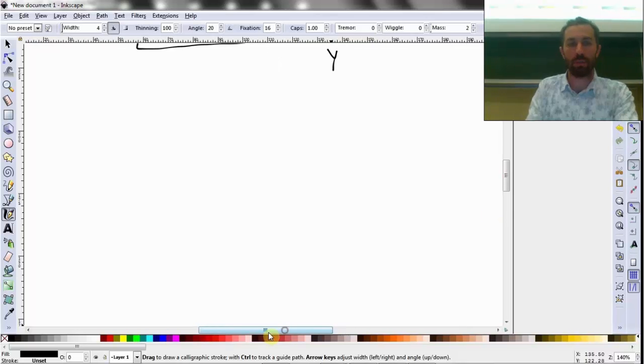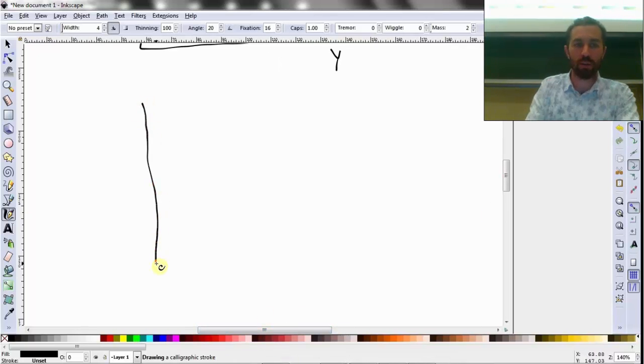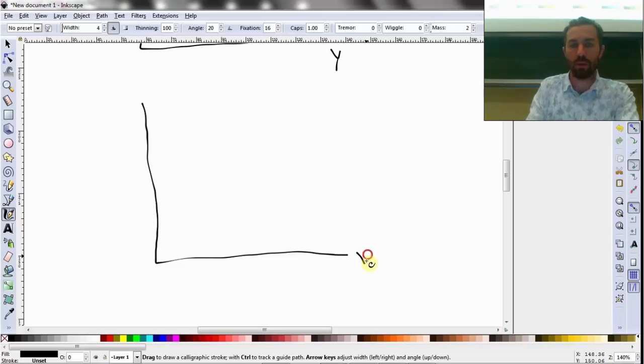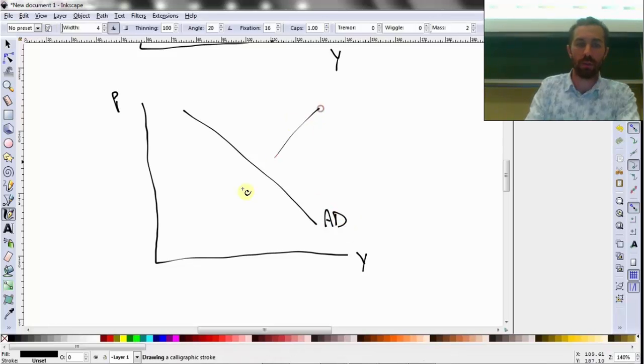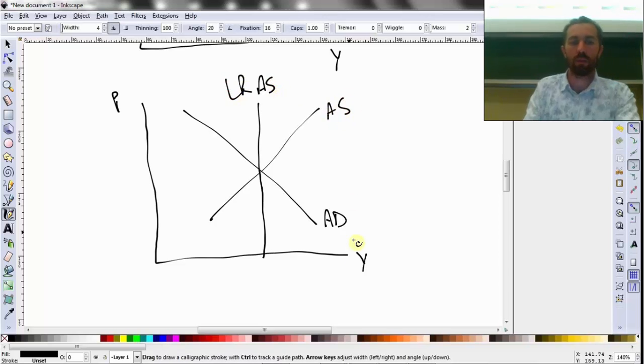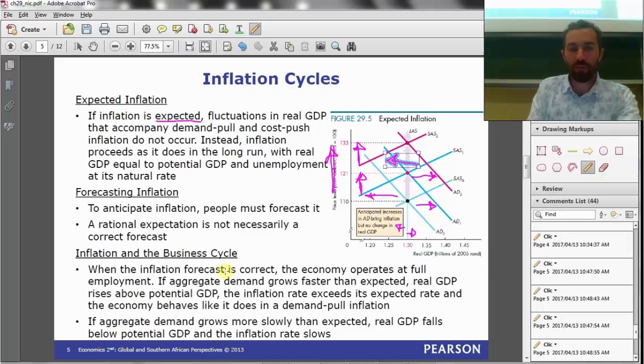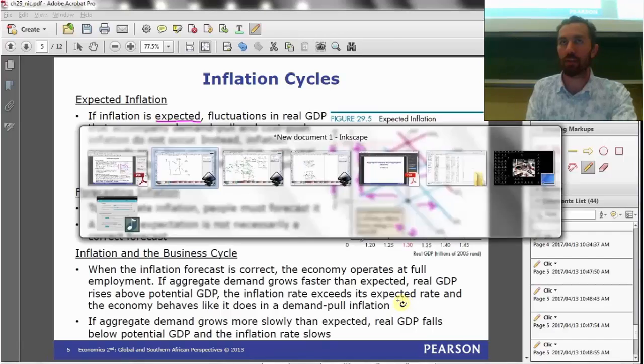Alternatively, what happens if we continue reading the statement? So when the inflation forecast is correct, the economy operates at full employment. If aggregate demand grows faster than expected, real GDP rises above potential GDP, and the inflation rate exceeds the expected rate. Okay, let's see how that might happen.